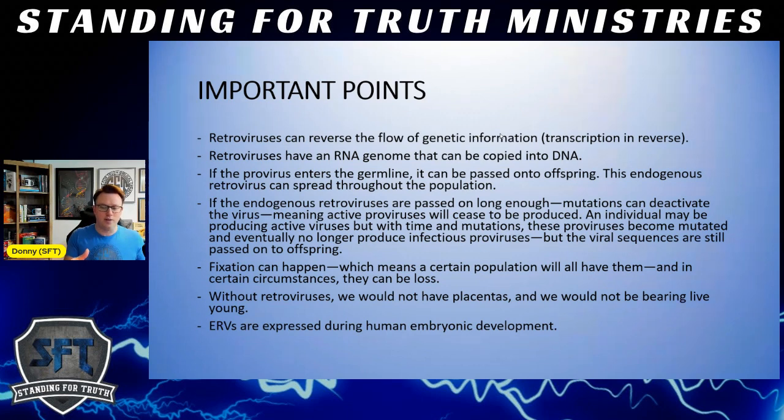I discussed point 4 here earlier, how mutations, according to the evolutionary story, will deactivate the virus, meaning active proviruses will cease to be produced. An individual may be producing active viruses, but with time and mutations, these proviruses become mutated and eventually no longer produce infectious or harmful proviruses. But those viral elements or sequences, they're still passed on to offspring. And this is where fixation, according to their model, can happen, which means a certain population will all have them, like humans today, for example. In other circumstances, they can be lost.